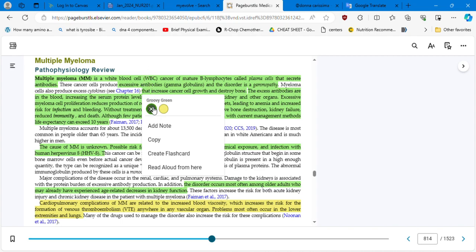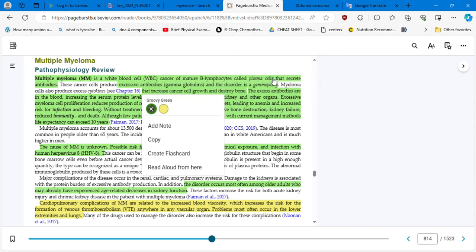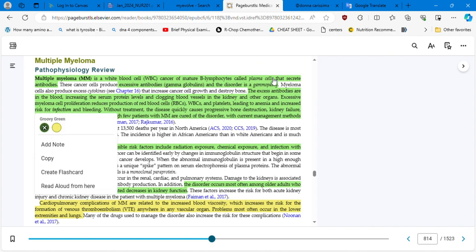So, okay, how do I get rid of this? Multiple myeloma is a white blood cell cancer of mature B lymphocytes, we know that, called plasma cells. These plasma cells are the ones that secrete antibodies. Excessive antibodies are called gamma globulins, and the disorder is known as a gammopathy.